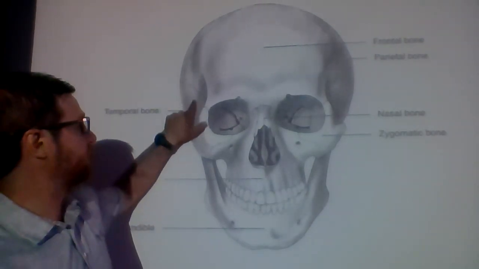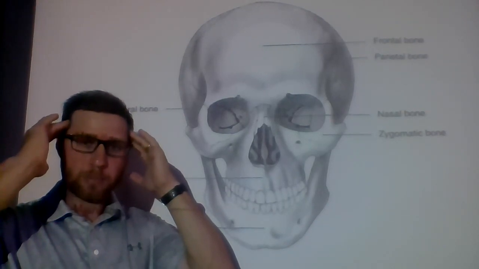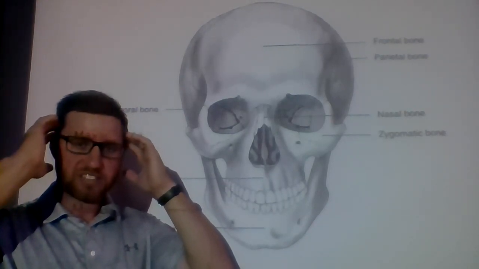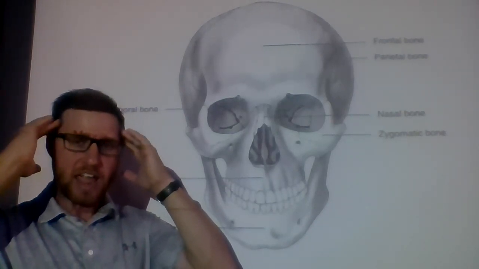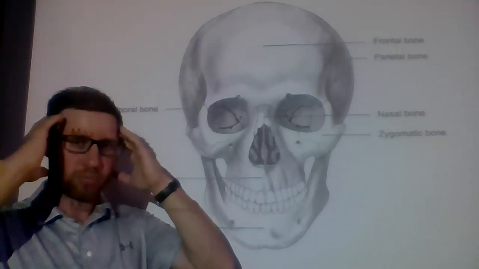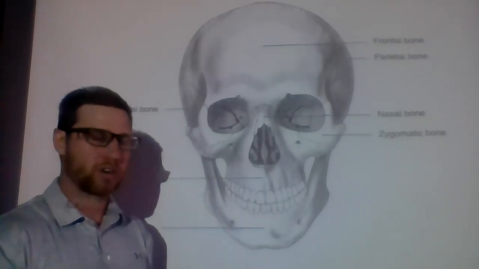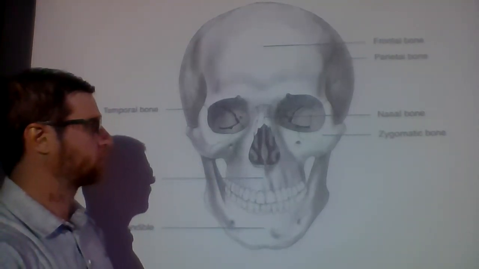We also have seen the temporal bone. The temporal bone is on either side as well. The temporal bones are going to be just a little bit superior to your ears and cover the brain on either side, a little bit more inferior to your parietal bone.